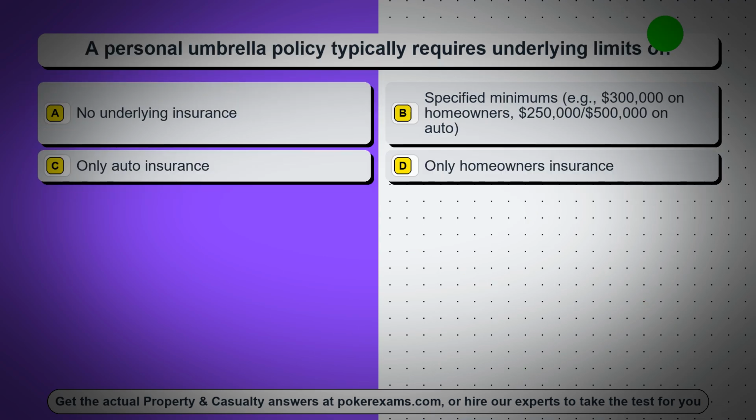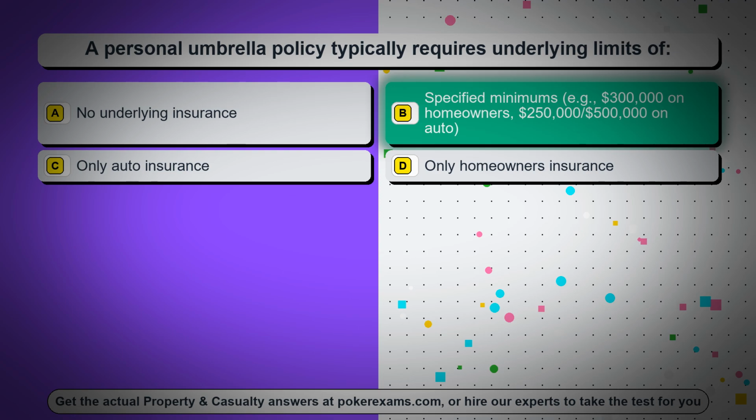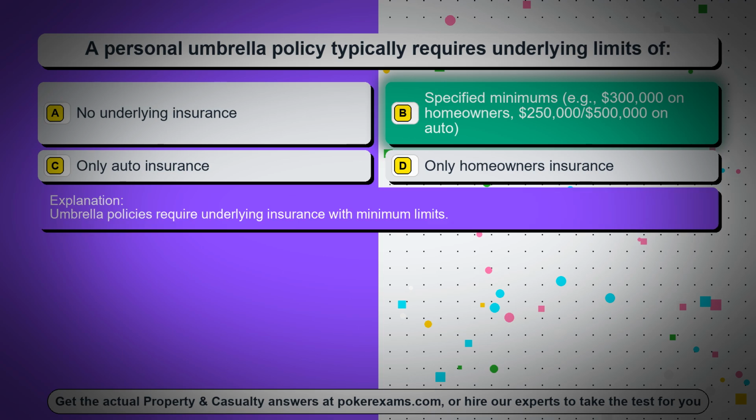Question 94. A personal umbrella policy typically requires underlying limits of: option A, no underlying insurance; option B, specified minimums, for example, $300,000 on homeowners, $250,000/$500,000 on auto; option C, only auto insurance; option D, only homeowners insurance. The correct answer is option B, specified minimums, for example, $300,000 on homeowners, $250,000/$500,000 on auto. Umbrella policies require underlying insurance with minimum limits.